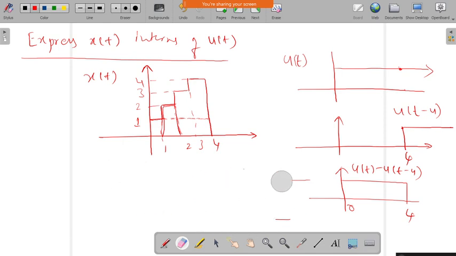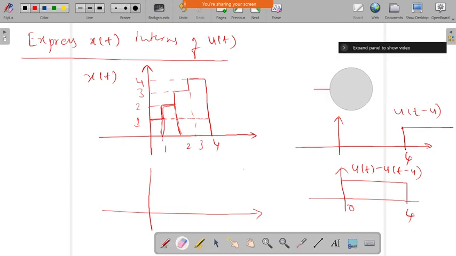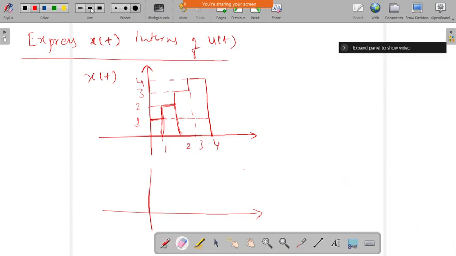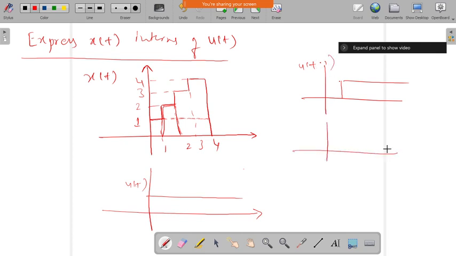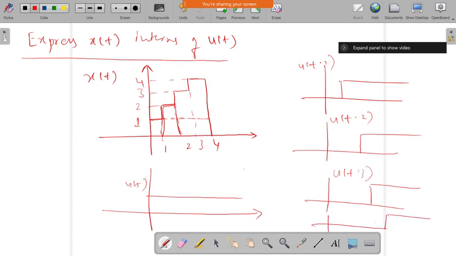Or else, one more possibility is, instead of doing it like this, you just do all the addition. This is u of t, and then u of t minus 1, and similarly u of t minus 2, then u of t minus 3, then u of t minus 4. Like that you can add. So what will you get?